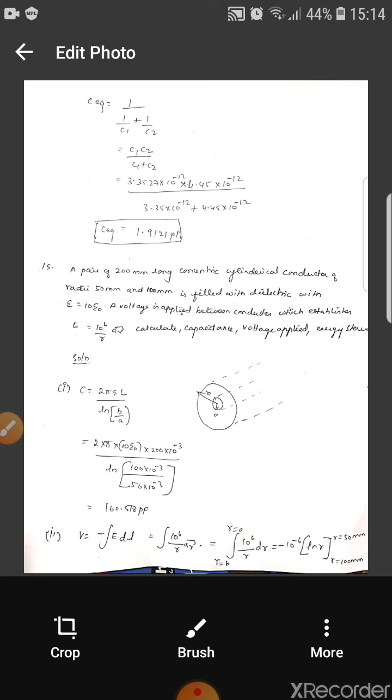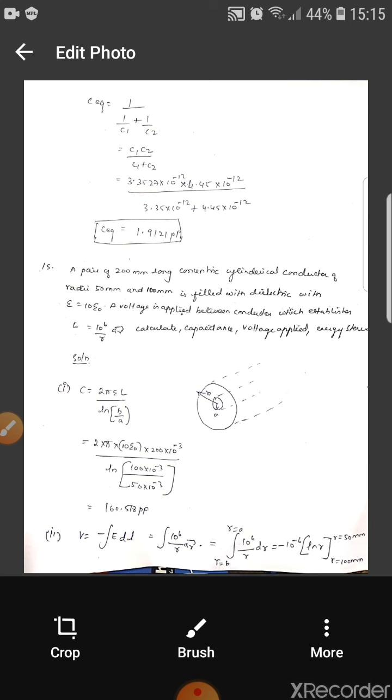And next question, a pair of 200 millimeter long concentric cylindrical conductors of radius 50 millimeter and 100 millimeter is filled with a dielectric with epsilon is equal to 10 epsilon naught. A voltage is applied between the conductors which establishes E is equal to 10 power 6 divided by R, a R vector. Calculate first one capacitance, second one voltage applied, and third one energy stored. So start with the solution.